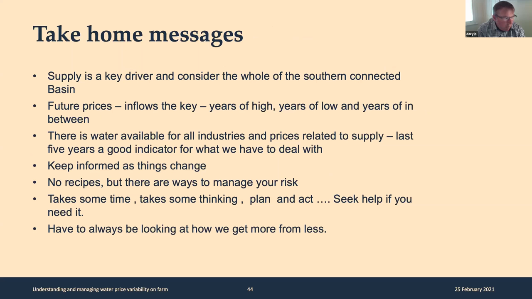So just winding up, Robbie, take home messages: supply is the key driver, and you've got to consider the whole connected basin. For future prices, inflow is the key. We'll have highs, lows, and everything in between. Water will be available for industries and it will be price related. And the last 5 years, we think, is a really good indicator of what we have to deal with. You need to keep informed because things are always changing.